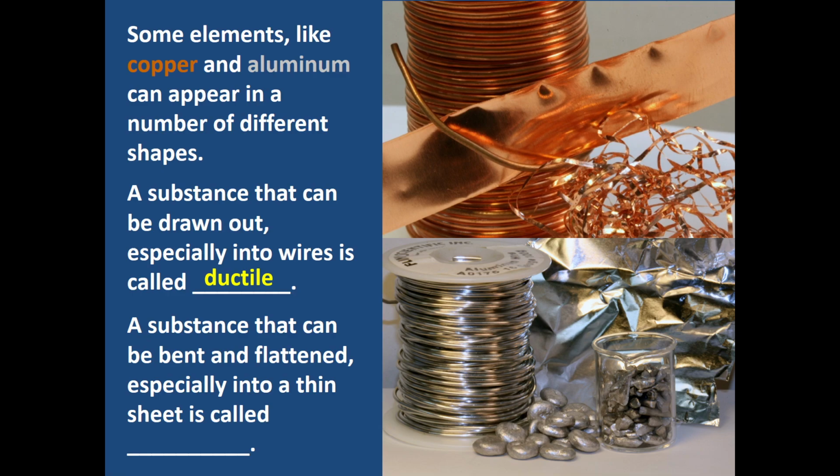A substance that can be bent or flattened, especially into thin sheets, is called malleability. Gold is probably one of the most malleable substances. You can hammer gold into a single atom thick foil, or only a few atoms thick.